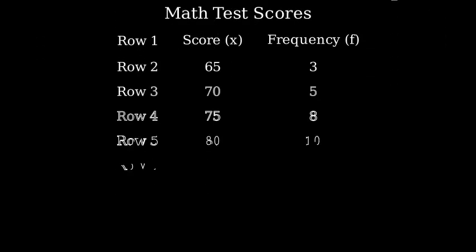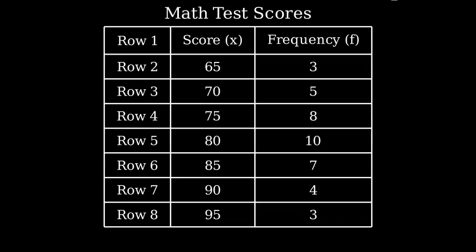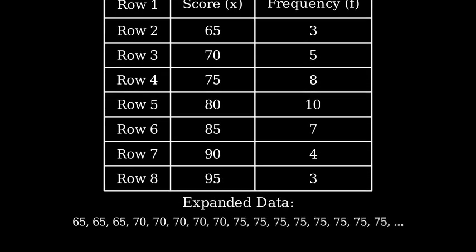Now, what if we have frequencies associated with our data? Let's look at a frequency table. Here's a simple example. We have test scores for a math class, along with the number of students who received each score. When we have frequency data, it tells us if we have repeated values in our data set. For example, having a score of 65 with a frequency of 3 means the data set contains 3 students with a score of 65. So if we were to expand the frequency table, our complete data set would look like this.